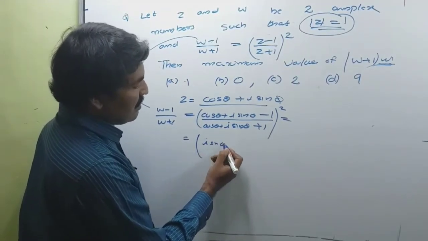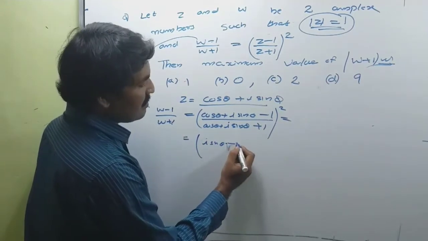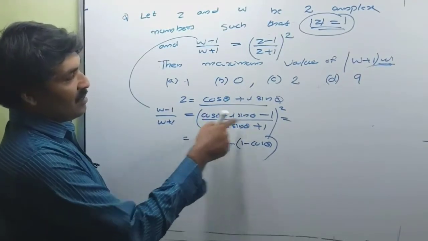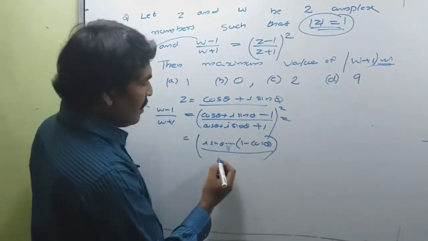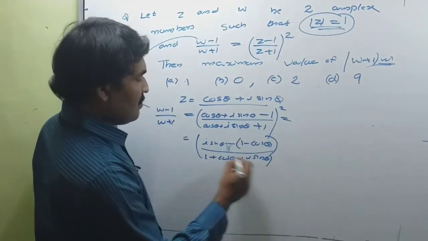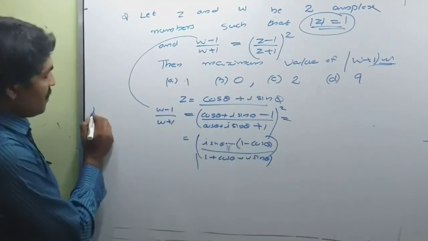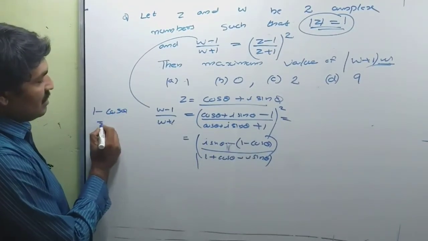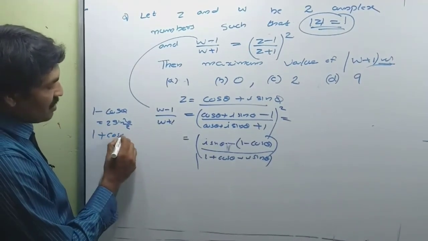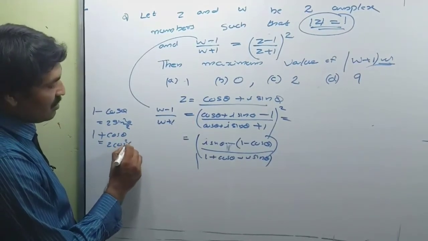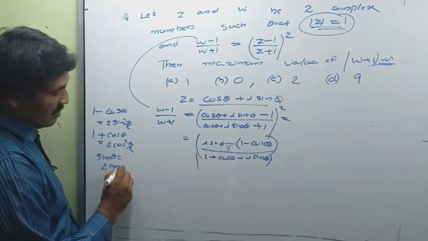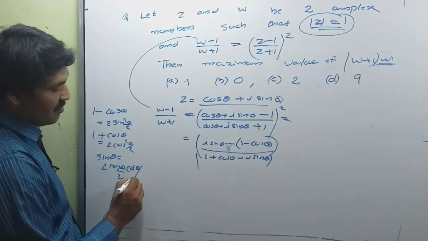I sin theta plus minus 1 minus cos theta. This minus is taken, so minus 1 plus cos theta, divided by 1 plus cos theta plus i sin theta. Now 1 minus cos theta is equal to 2 sin square theta by 2, and 1 plus cos theta is equal to 2 cos square theta by 2, and sin theta is equal to 2 sin theta by 2 into cos theta by 2.